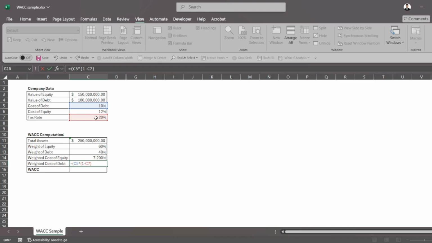And once you get the post-tax cost of debt, that's the only time that you can multiply it to the weight of debt. And you're supposed to get 3.2. You just add these two figures together, the weighted cost of equity and the weighted cost of debt, and you have your weighted average cost of capital of 10.4%. It's that simple. Okay.